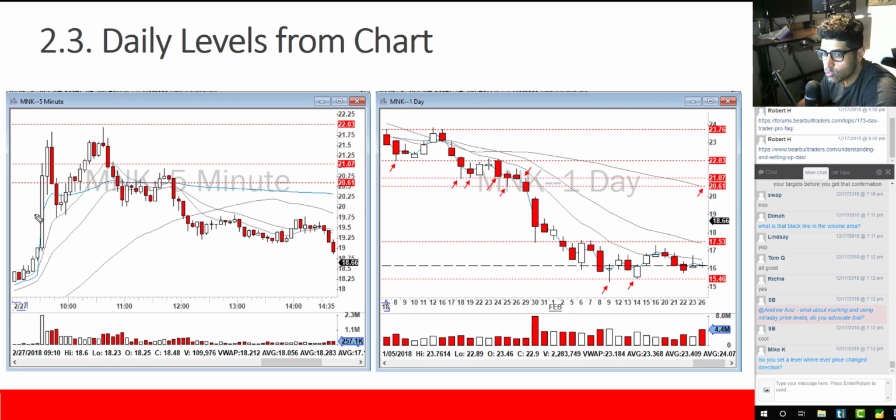In the first 5 minutes, it opens really strong, goes all the way up to 22.03, which is this level that we found. So it goes all the way up here, bounces back, and goes up again. See how close it goes there, and then it bounces back.